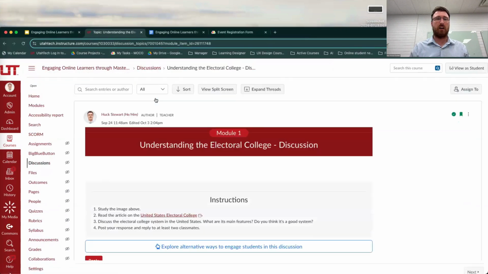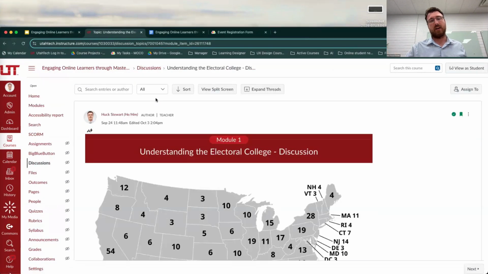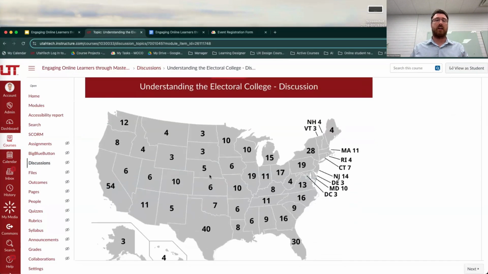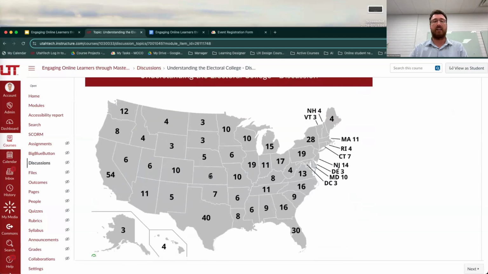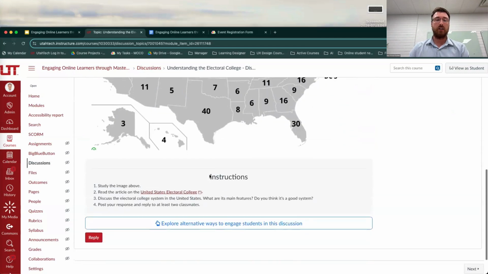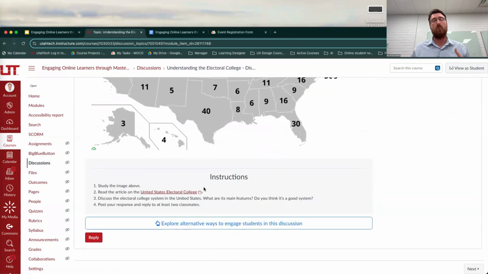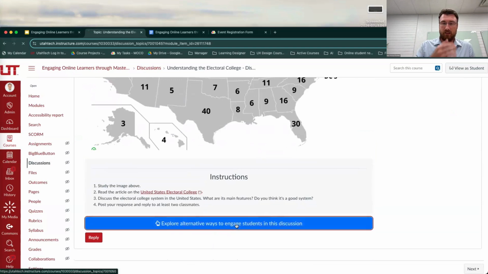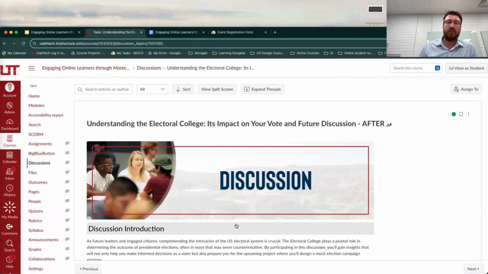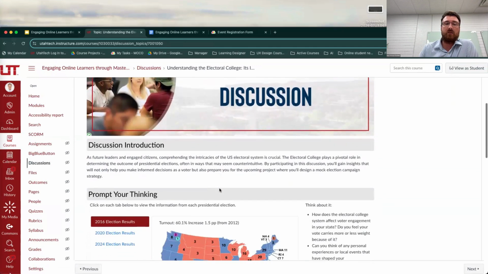Here's an example of maybe a political science degree. We want students to interact with the content. Here's an image that breaks down the Electoral College. There are instructions to go to this article and read it, and then we're going to discuss it in a discussion board. Okay, so this is the non-example. It's still fairly good. People may still do it. Students may still do it. But let's take a look at how to improve this. How do we increase engagement in this course?